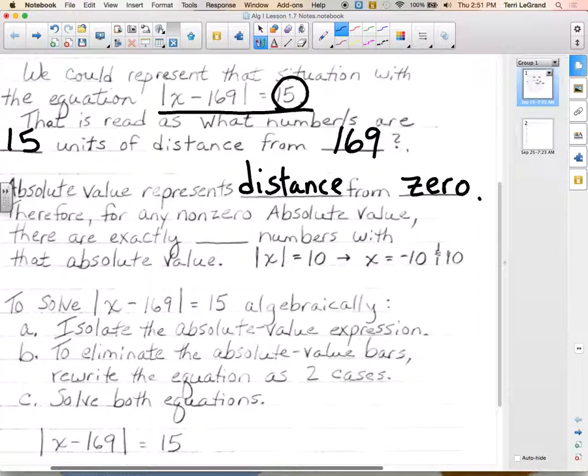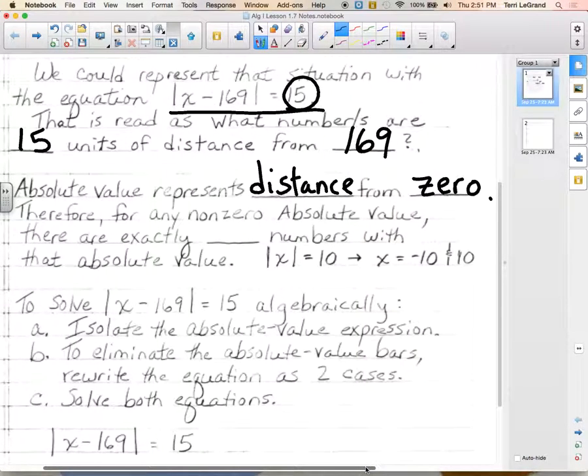Okay, so if it's distance from 0, then any non-zero number, we can talk about the negative numbers on the number line, we can talk about the positive numbers on the number line, we just can't include 0. Any non-zero number, the absolute value of it, how many numbers would have the same absolute value, the same distance from 0? How many numbers on the number line, if they're not 0, would have the same distance from 0? 2. 2 numbers that have the same absolute value.